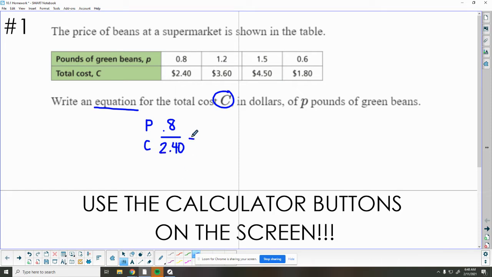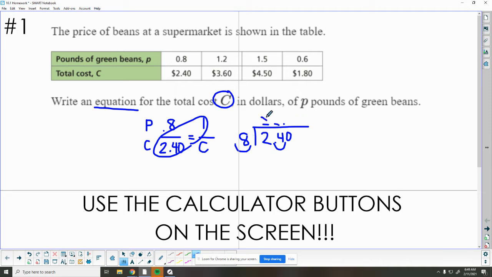$2.40. Now, I want to know when I have 1 full pound, 1 exact pound, what is the cost going to be? I can see here that I can multiply those. So $2.40 times 1 pound is $2.40. And then I'm going to divide by 0.8. Now we need to remember to move our decimal. So we move our decimal here. I should have 2 places in front of my decimal.